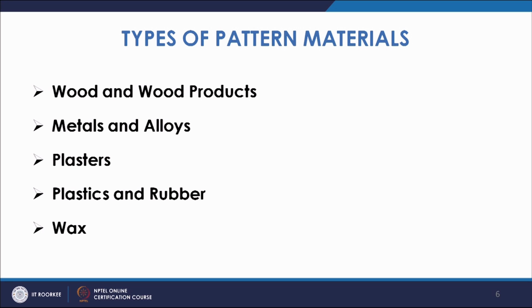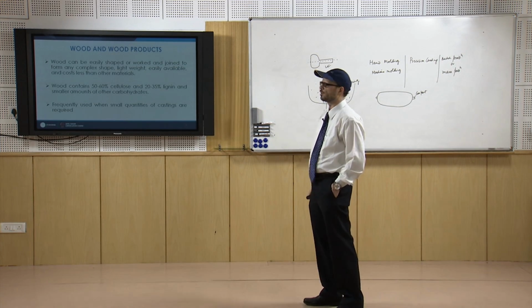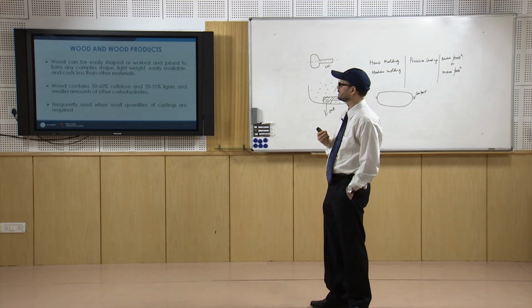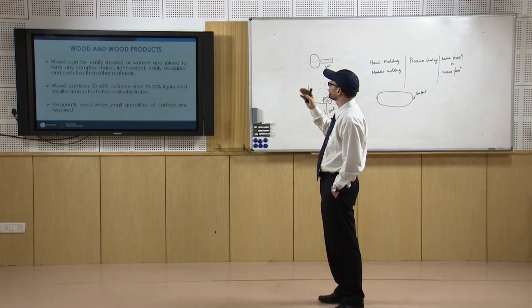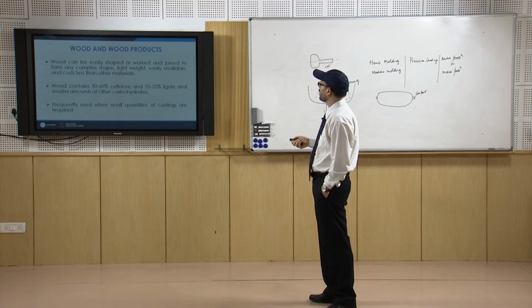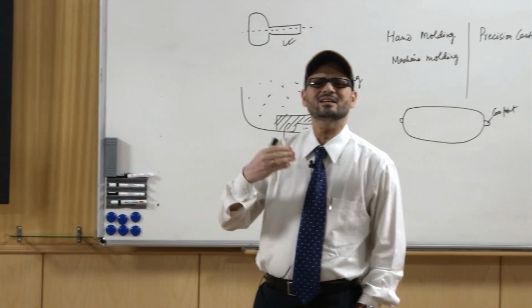Let us go one by one through these pattern materials. So, we will talk about wood and wood products. Wood and wood products are the most preferred pattern materials because of many criteria. It is lightweight, it is easily available, it costs less than other materials, and it can be easily shaped, worked and joined to form any complex shape. All these criteria make wood universally accepted as a pattern material.